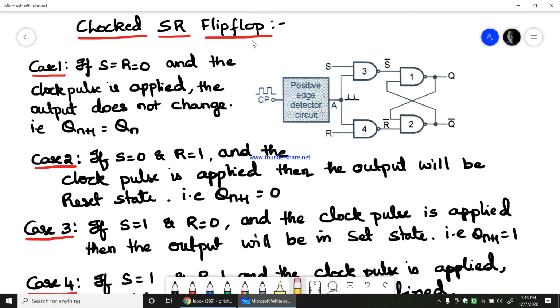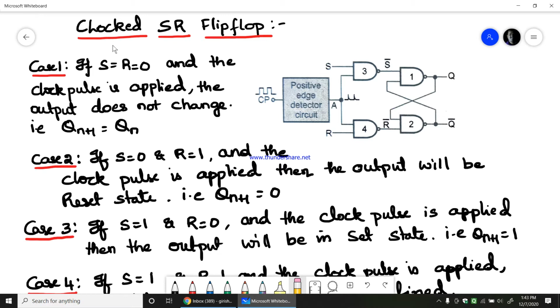SR flip-flop is the one which we are going to learn now. This is the gate diagram of the clocked SR flip-flop, where one of the inputs to each NAND gate is S and R. The other two inputs of the NAND gates have been shorted, and the clock pulse will be given to those inputs.